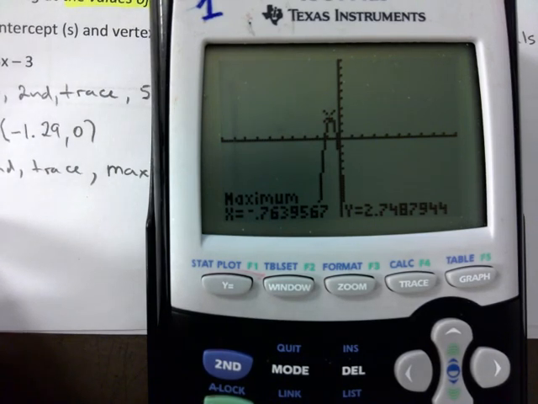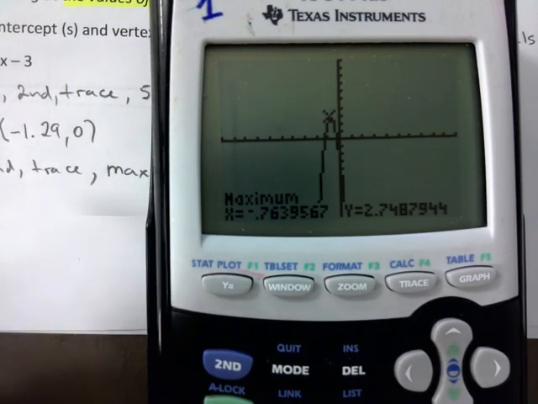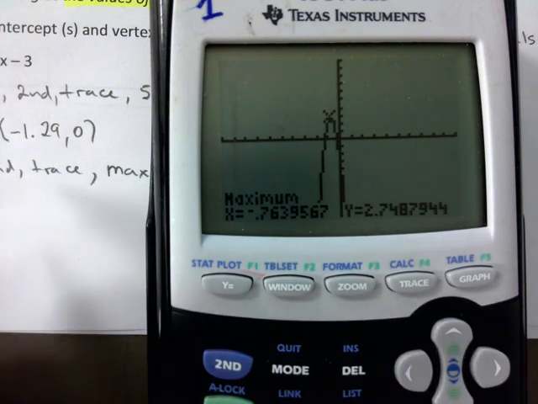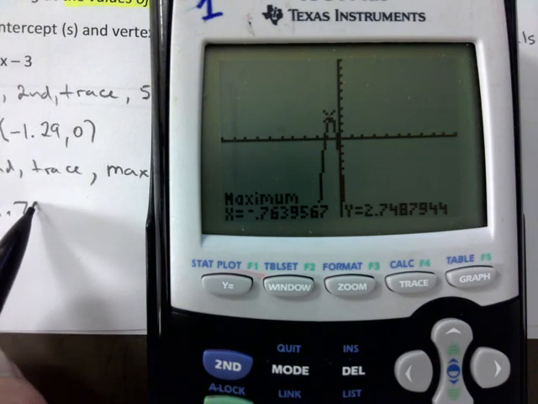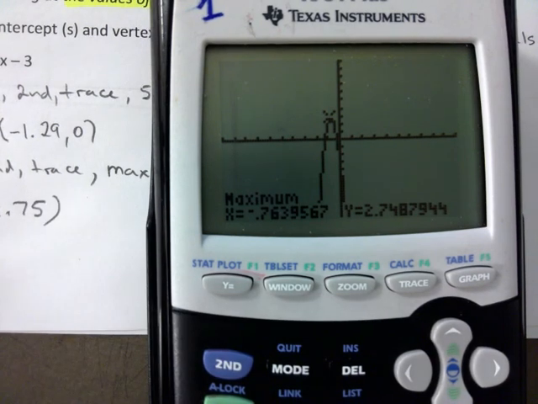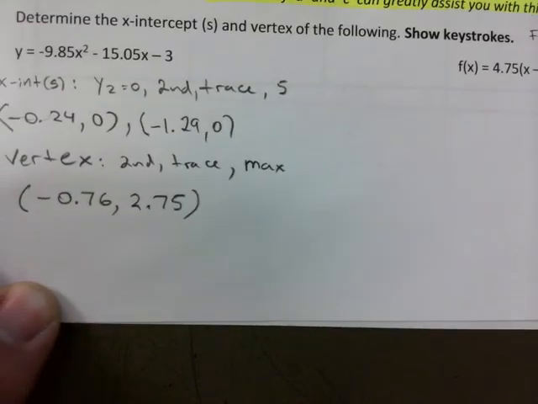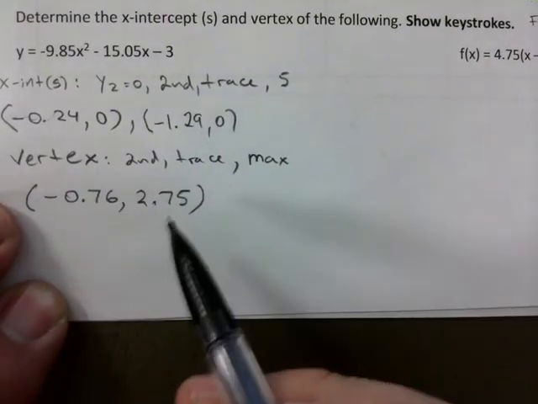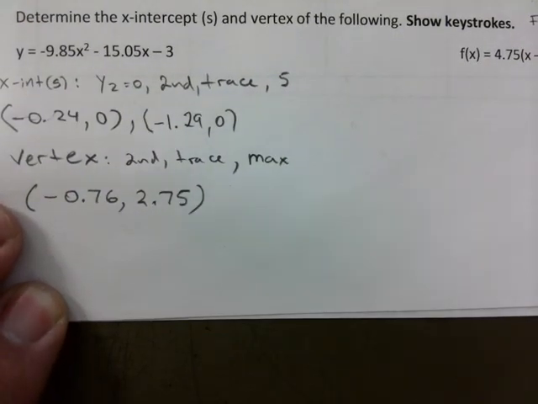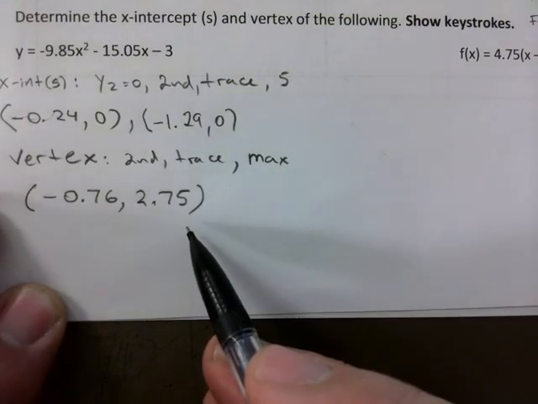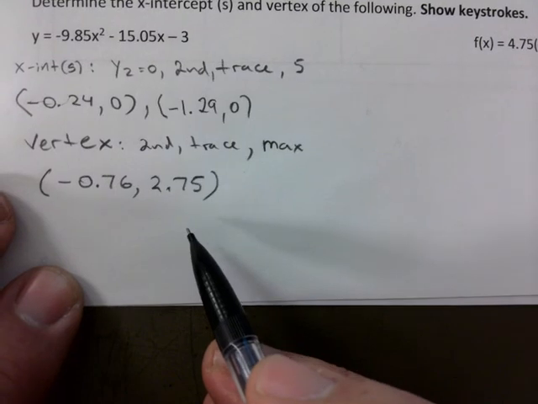Negative 0.76, and then it's 2.75. Notice that I'm rounding like that, okay? So that's the coordinate. So for now, if you didn't get it, if it didn't work for you, just write it down for now so you can go back later, okay?